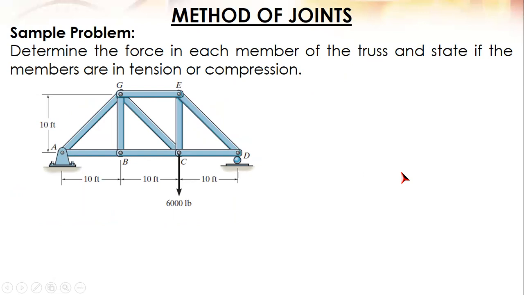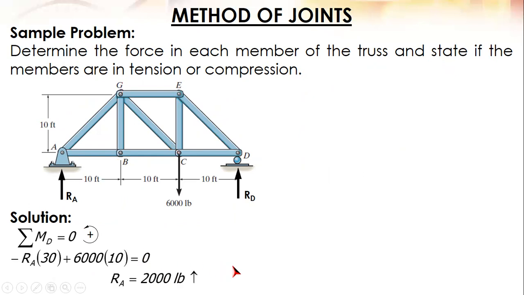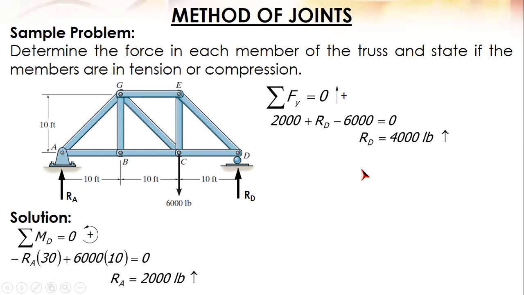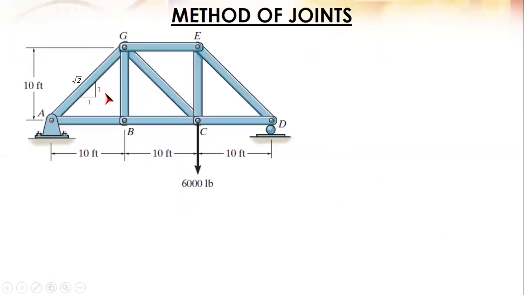Okay, so as an illustration, let us solve this sample problem. Determine the force in each member of the truss and state if the members are in tension or compression. So, reactions RA and RD. Sum up moments at D, you solve for RA, 2,000, and summation of force along Y gives you RD, which is 4,000. Now, the slope is 10:10, so 1:1. So 1:1, the hypotenuse is square root of 2.